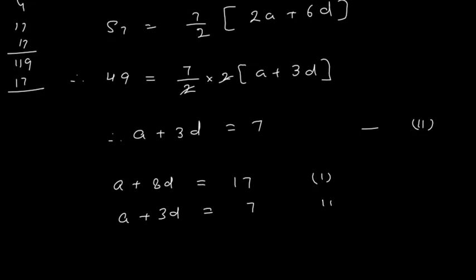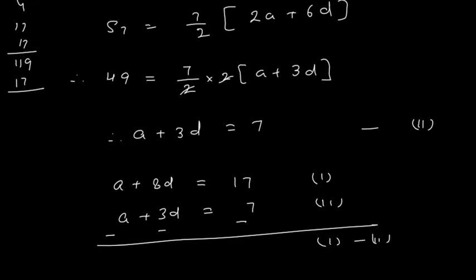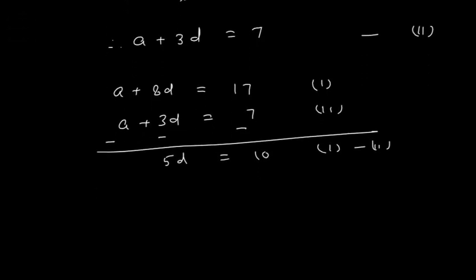Okay, so let us subtract. 1 minus 2 we are doing. So what do we get? We get 5 times d is equal to 10. That gives me the value of d as 2. So the value of d is 2.